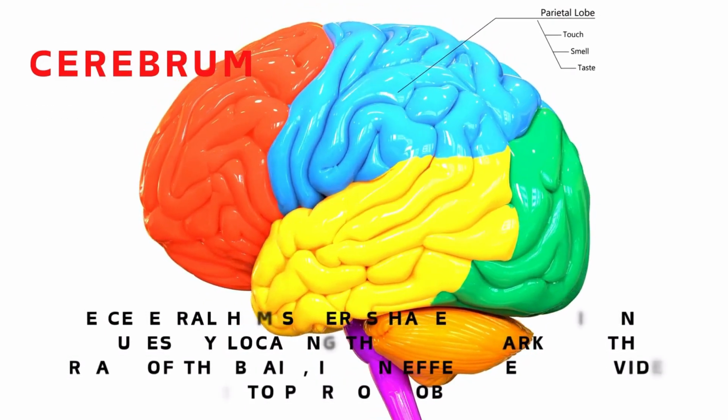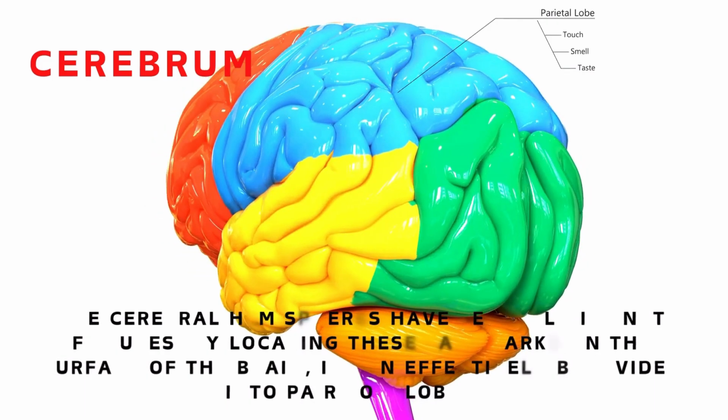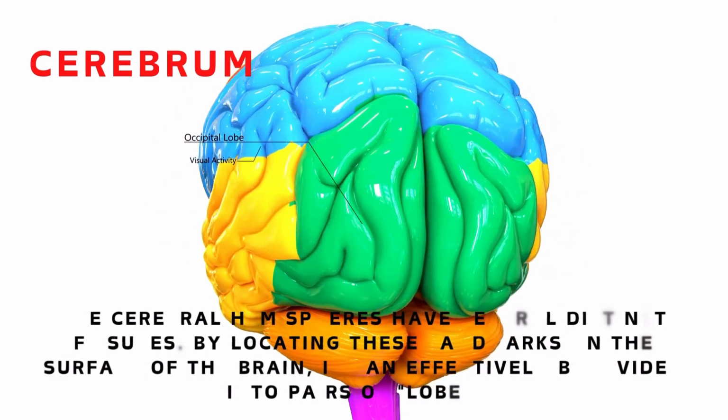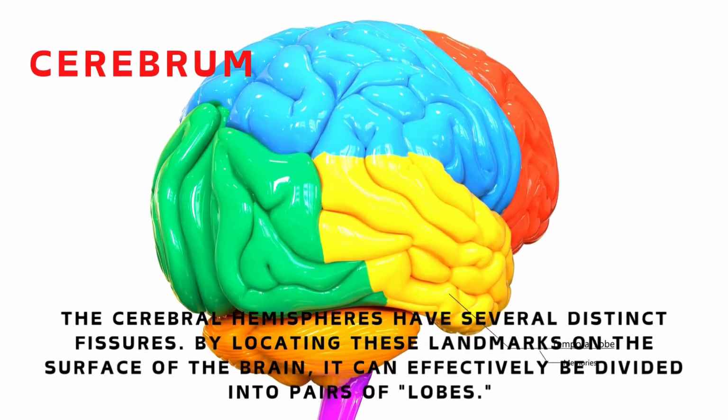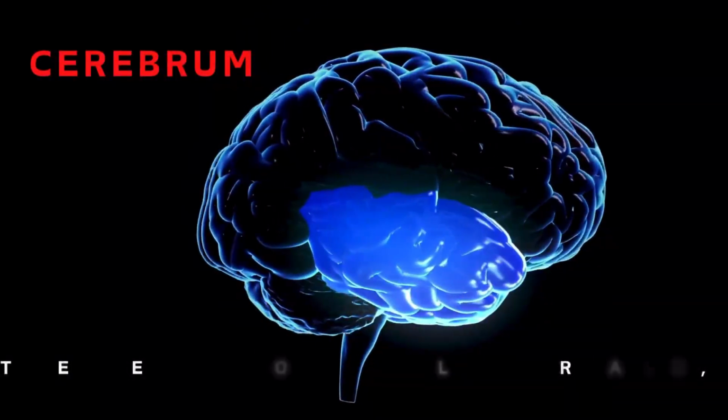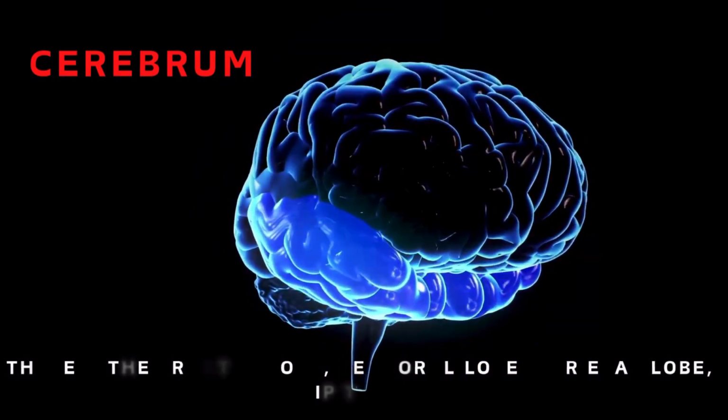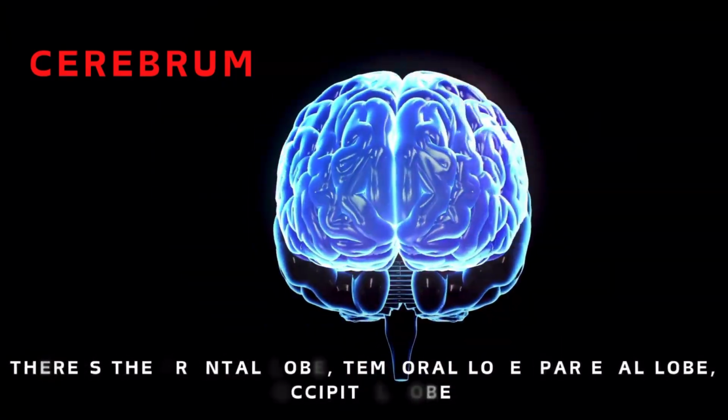The cerebral hemispheres have several distinct fissures. By locating these landmarks on the surface of the brain, it can effectively be divided into pairs of lobes. There's the frontal lobe, temporal lobe, parietal lobe, occipital lobe.